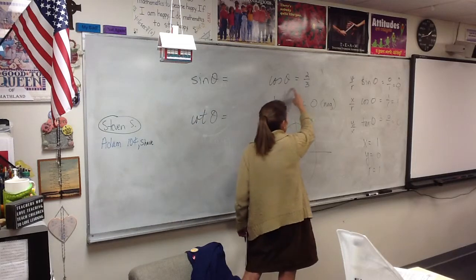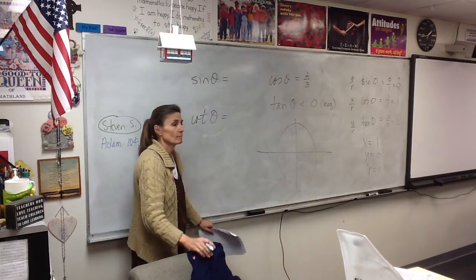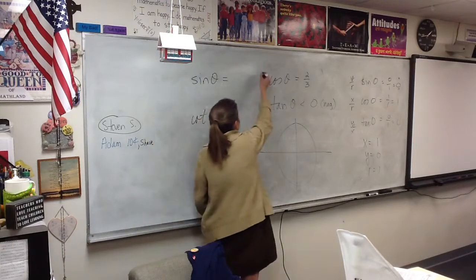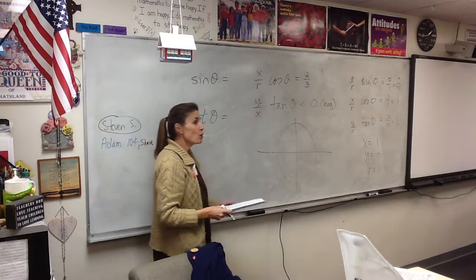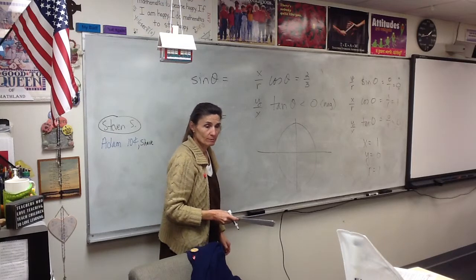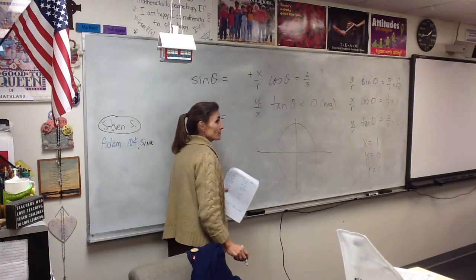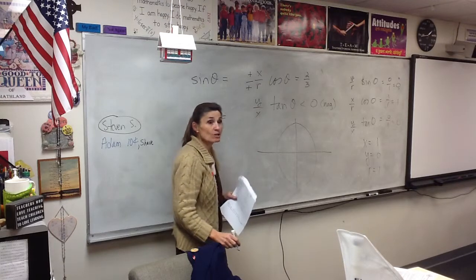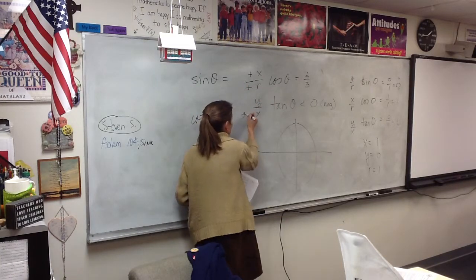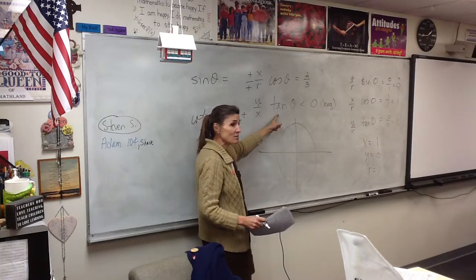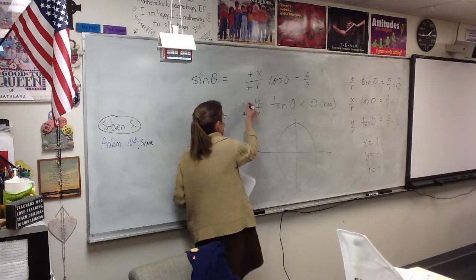I need the cosine to be a positive number, and I need the tangent to be a negative number. Now, think about what cosine is and what tangent is. If cosine is a positive number, then doesn't it make sense that x would be positive? Because what do we know about r? R is always positive. So x has to be positive. But if the tangent is negative, what does that tell you about y? It has to be negative.